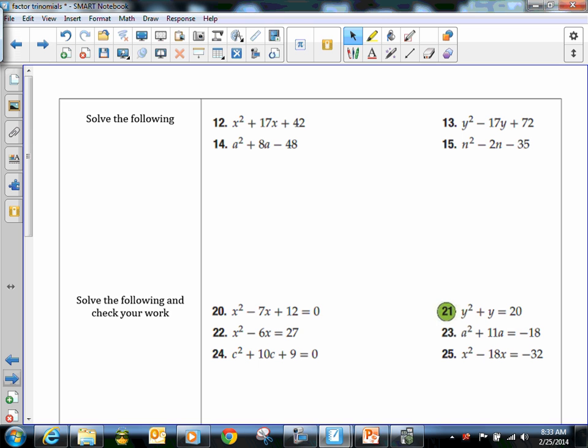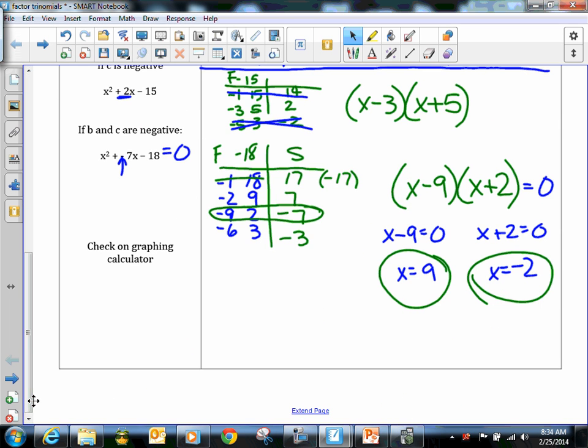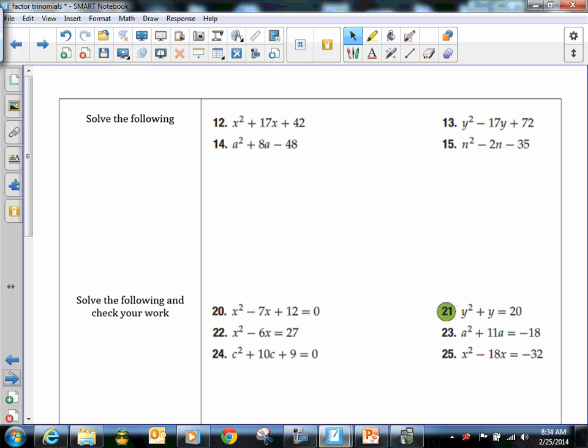So on the back of your notes, we have some problems. Here what I'd like you to do is to just use the notes that we did before and determine the binomials which equal the trinomials, 12 through 15. On 20 through 25, basically what we're doing is what I just showed you here at the bottom of the page, having the equation equal 0. Now that we have the expression, I should say, equaling 0, we're turning it into an equation.